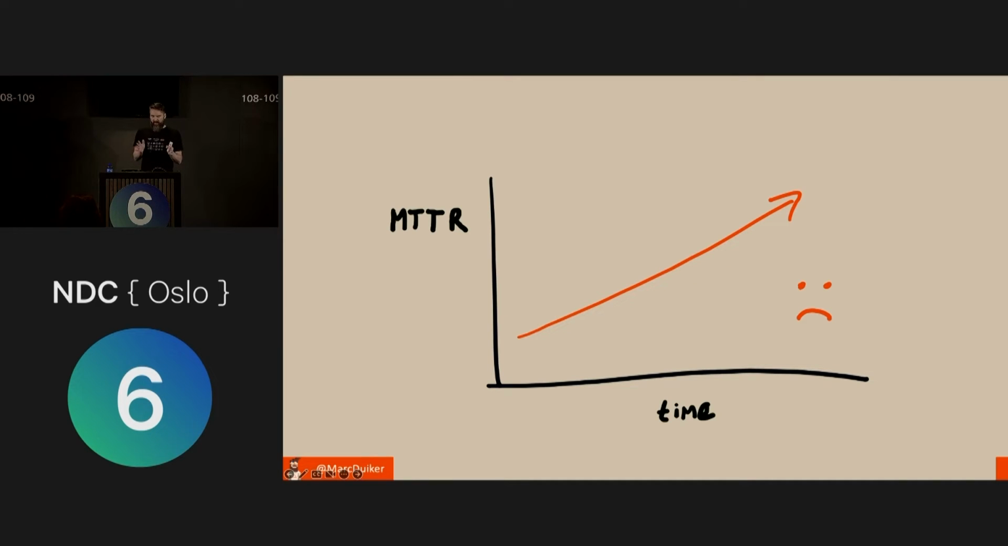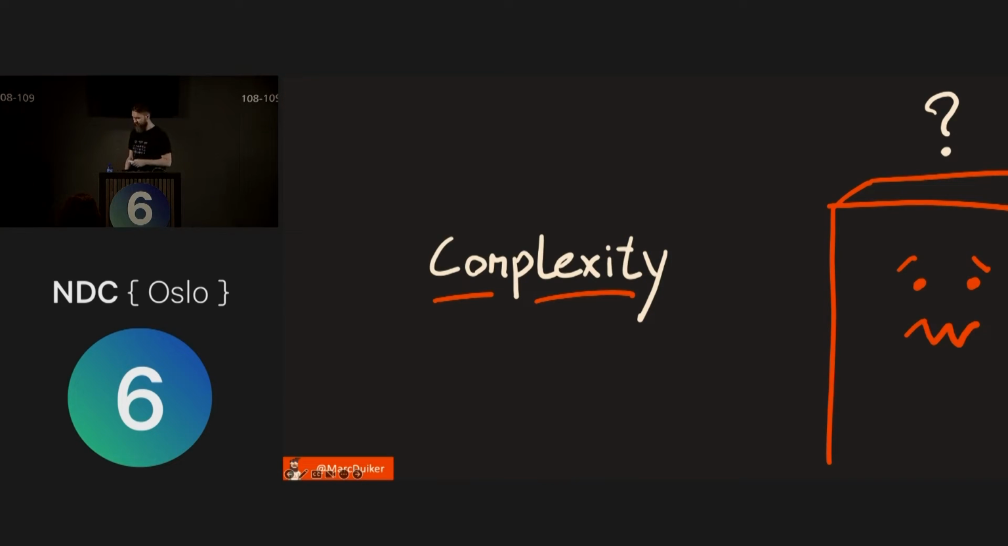So I gave you some tips on how to measure agility and how you can make sure that all of these phases when you do some debugging are smooth, but it could still, of course, be that your MTTR is increasing, right? And that has to do with complexity. So let's have a look there.